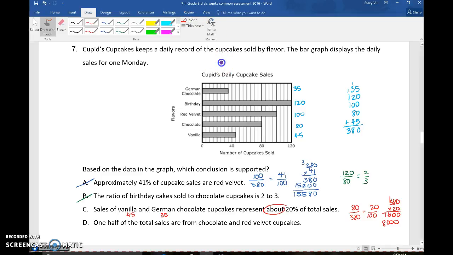And then let's look at the last one. So the last one says 1/2 of the sales are from chocolate and red velvet. So it's saying half of the sales, so 380, is chocolate and red velvet. Chocolate is 80 and red velvet is 100. So it's 180 is half of 380. Well, half of 380, or 180 times 2, is 360, so that's not quite it. So our answer then is going to be C.